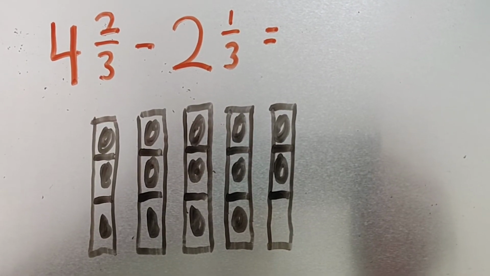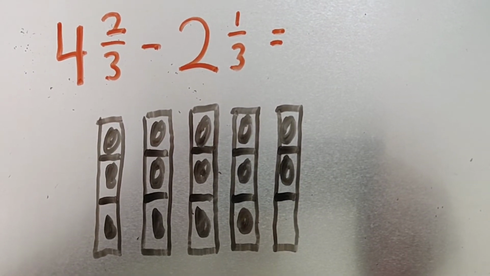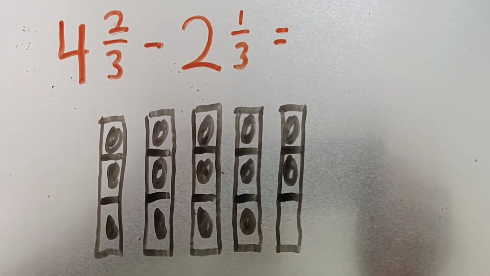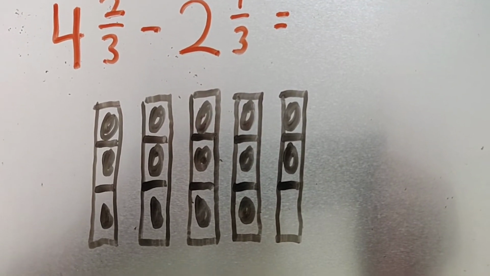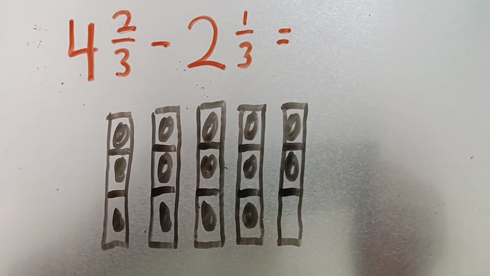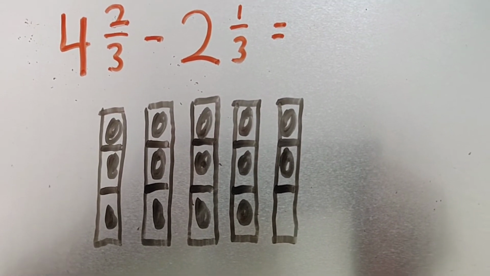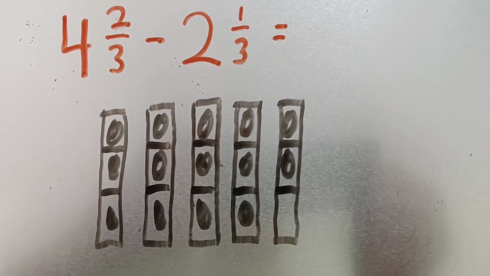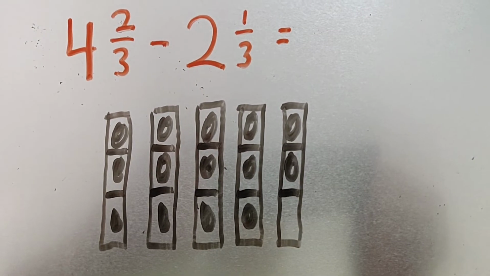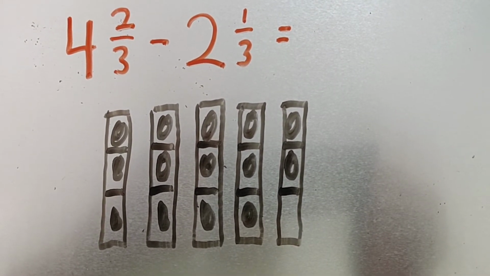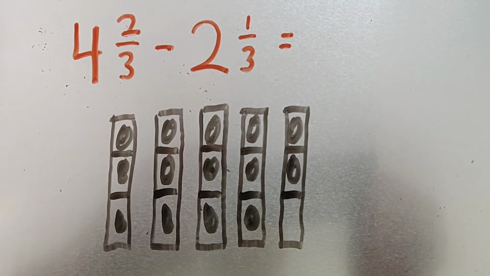So like I said, we're starting with 4 and 2/3. That means 4 wholes plus another 2/3. So notice that we have 4 wholes with all their parts shaded in. That represents the 4 in 4 2/3. And then notice we have a 5th model with just 2 out of 3 parts shaded in. That represents the 2/3 in the mixed number 4 2/3. So these models together show 4 2/3.